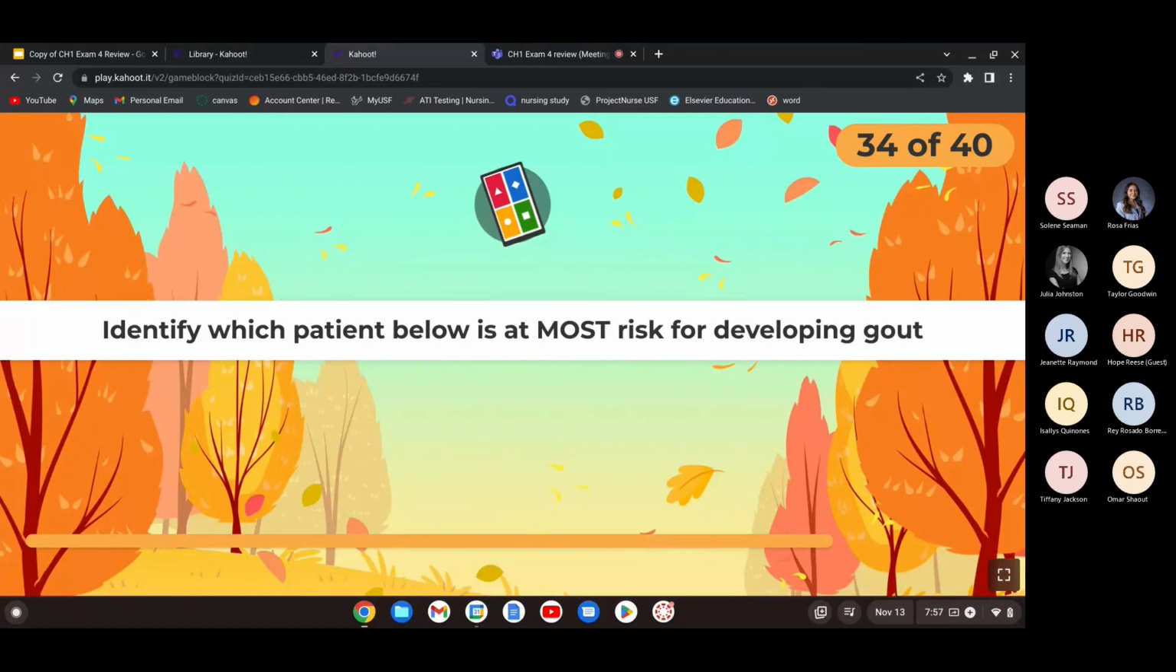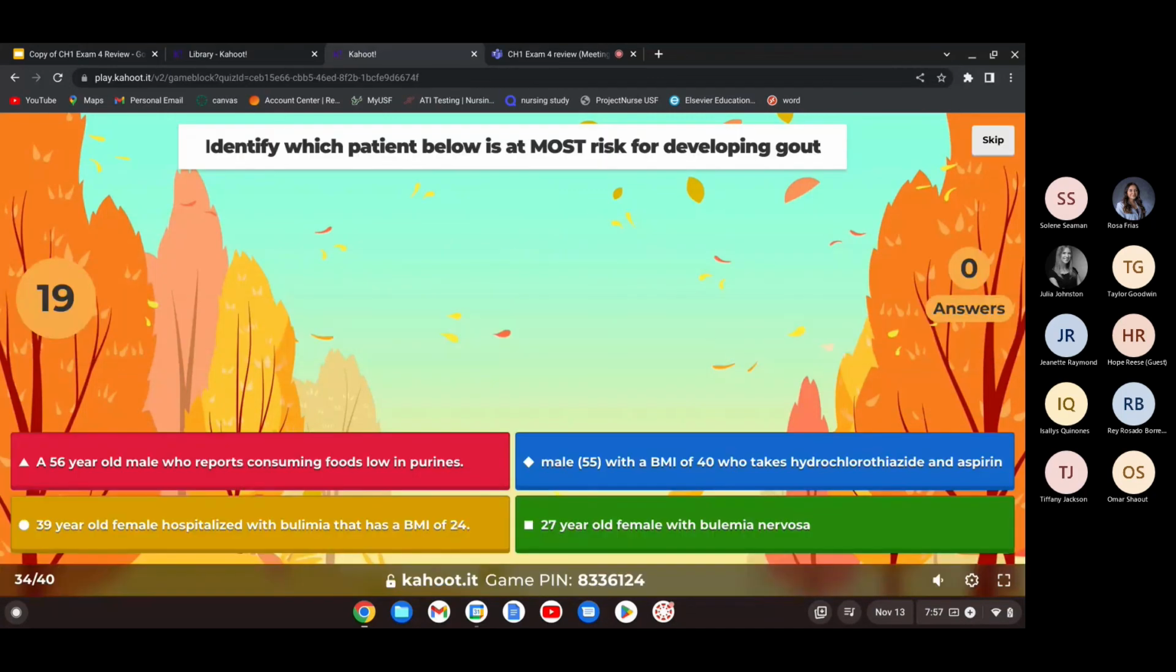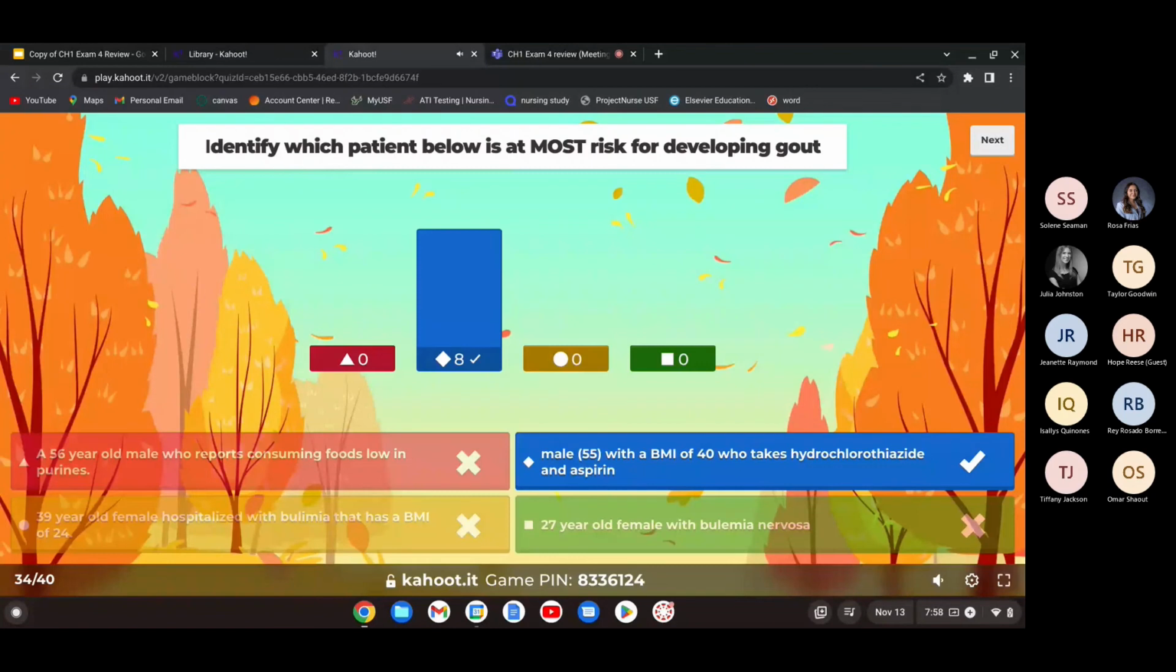Identify which patient below is at most risk for developing gout. Awesome. So it's going to be our obese male who's taking hydrochlorothiazide, which is a diuretic, and aspirin. Very good job, guys.